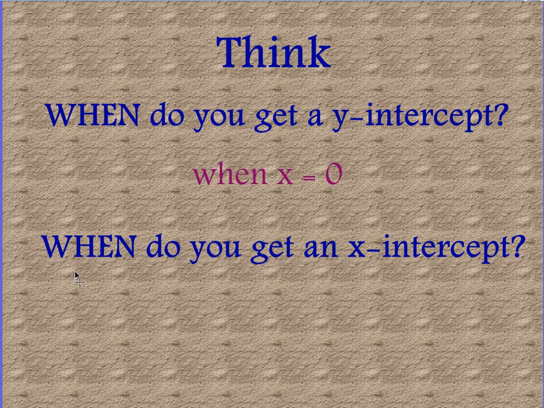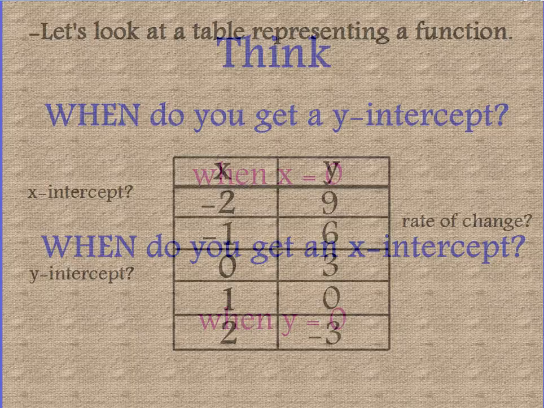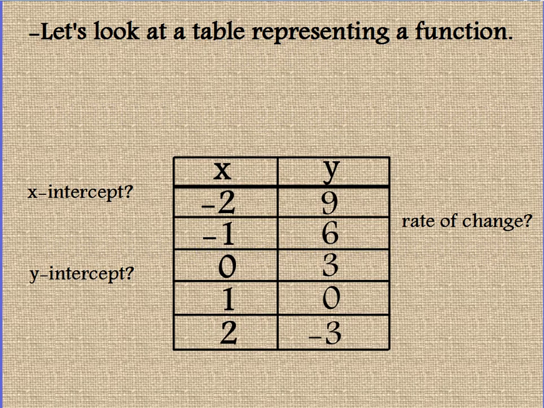And on the other side, when exactly is it that we know we have an x-intercept? Well, on the x-axis, the y value is 0. Every point on the x-axis has a y value of 0. So if you ever see a point where the y value is 0, you know that it's an x-intercept. That's going to help us as we move on to tables.